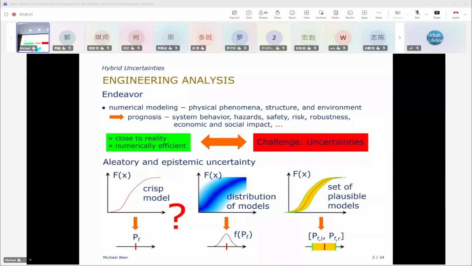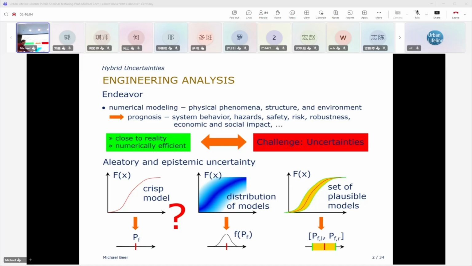There are two pathways to go. One is to say, okay, I use a distribution of models. So I have another layer of a probabilistic model over the class of models, okay? That is what we call subjective probability, which typically leads into a Bayesian approach, where you can update your models by way of some data, and then you find also a distribution of the result, in this case, a distribution function for the failure probability. So that is a pathway to process so-called epistemic uncertainties.